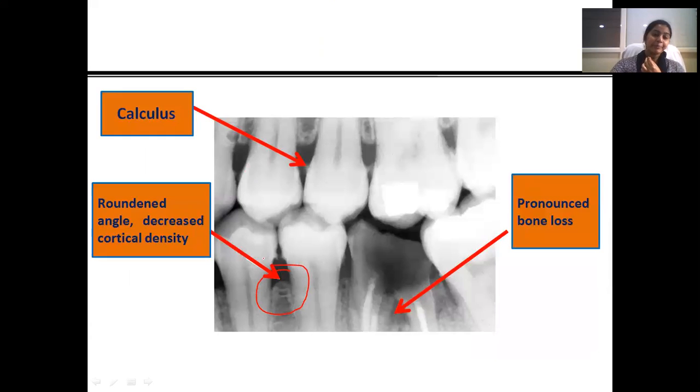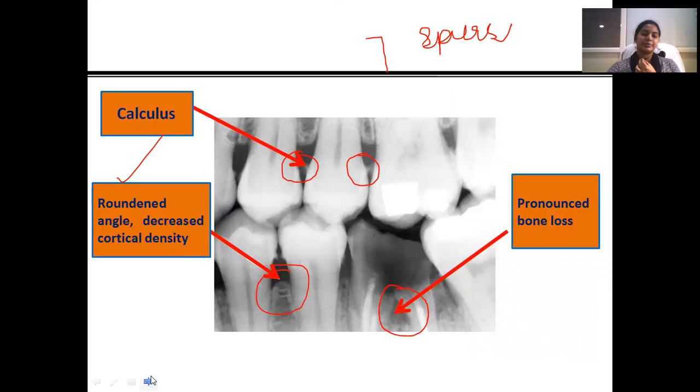Next, in this radiographic picture, we can see the rounding of the angle between the lamina dura and the alveolar crest. There is no right angle between the alveolar crest and the lamina dura. So there is rounding of the angle, indicating pathology. Here you can see some deposits in the interproximal area. These are calculus deposits which appear as interproximal spurs. Next, here you can see pronounced bone loss in the furcation region.